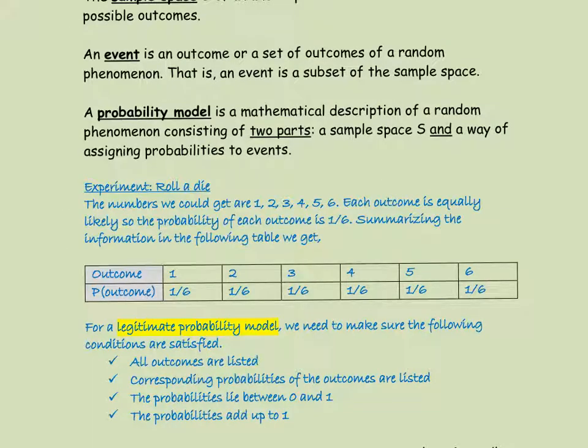Using the example of rolling a die, we'll discuss 3 terms. One is sample space, the second is event, and the third is a probability model. So let's roll a die. There are 6 possible outcomes, and the 6 possible outcomes are 1, 2, 3, 4, 5, and 6.